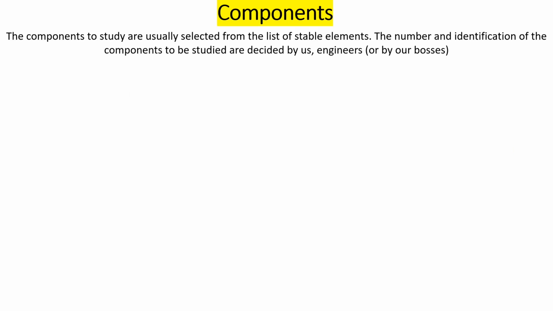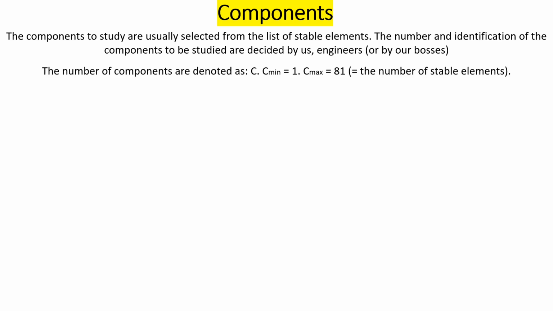So first let me talk about the components. In the simplest case, the components which we want to study are usually selected from the list of the stable elements, and this is something we engineers can decide, okay, maybe our bosses. We denote the number of components as capital C, and it's obvious that the minimum number of the components should be 1. With 0 components there is simply nothing to study. On the other hand, the maximum number of possible components is 81, which is, you remember, nothing else as the number of the stable elements.